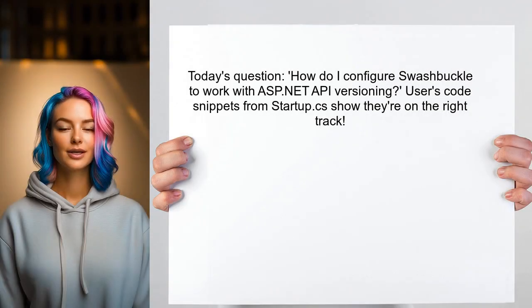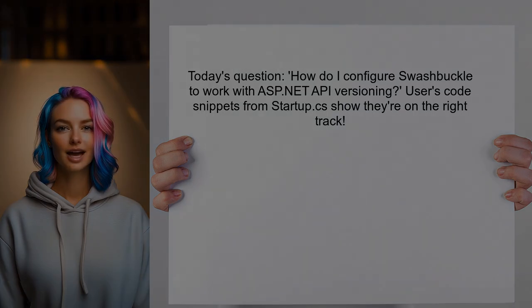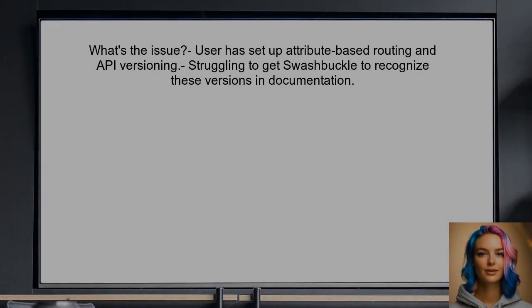Here's the specific question we're addressing today. One user asked, how do I configure Swashbuckle to work with ASP.NET API versioning? They provided some code snippets from their startup.cs file, and it seems like they're on the right track, but need a little guidance. So what's the issue here?